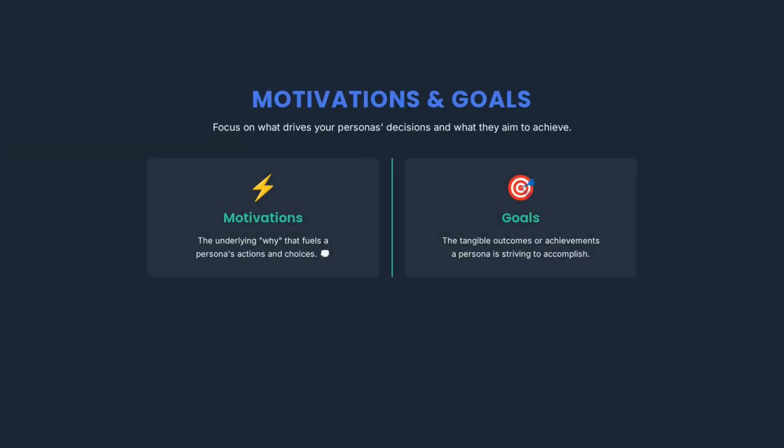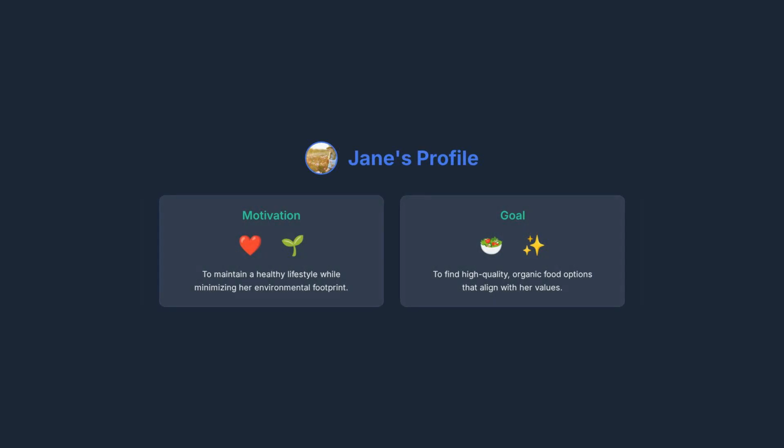Motivations and goals focus on what drives your persona's decisions and what they aim to achieve. Example: Jane's motivation is to maintain a healthy lifestyle while minimizing her environmental footprint. Her goal is to find high-quality, organic food options that align with her values.